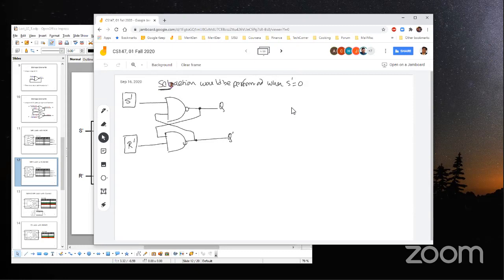And similarly for the reset, it is just a naming, RBar, nothing to do with logic. It is representing that the reset action would be performed on RBar equals 0.